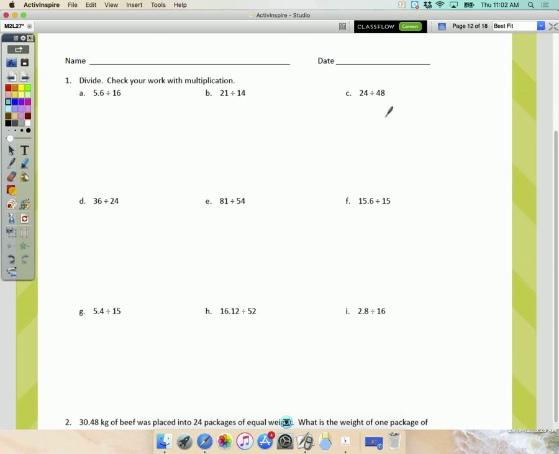Down this problem. It's 24 divided by 48, which kind of looks backwards, doesn't it? But that's what it is. Okay, so before I even start, I'm noticing I can't divide 48 into 24, so I've got to make 24 a bigger number. How would I do that? Add a 0.